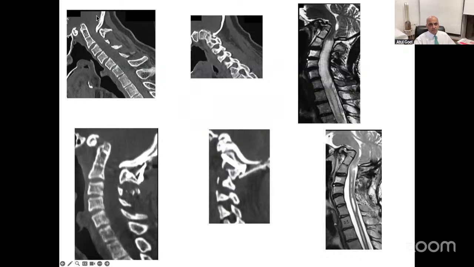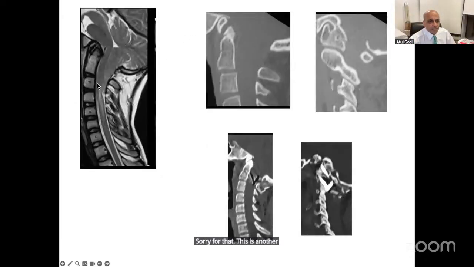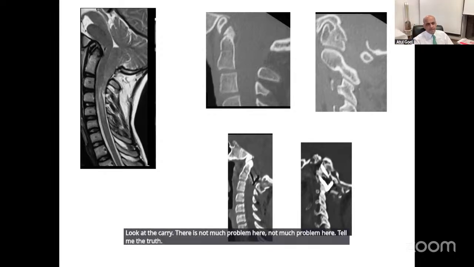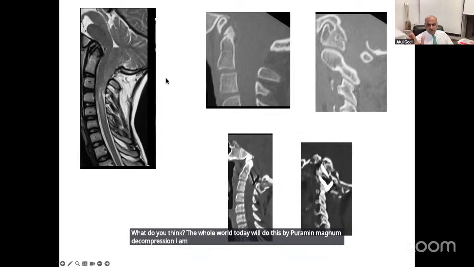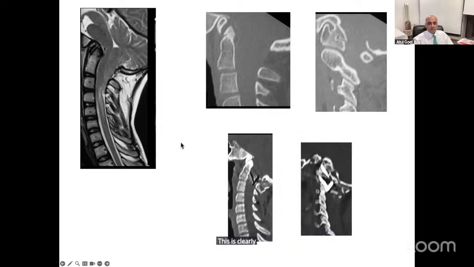This is another case of complex basilar invagination. Look at the Chiari. There is not much problem here, not much problem here. Tell me the truth. What do you think? The whole world today will do this by foramen magnum decompression. I am saying clearly, definitely, you are losing a chance to give a new life to this person. This is clearly an unstable phenomenon.